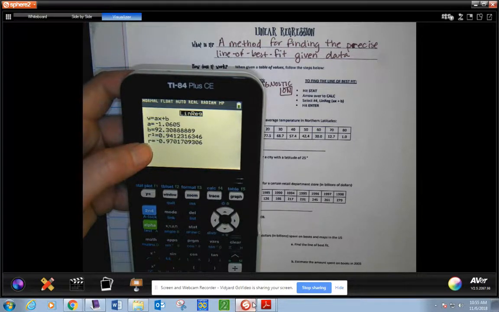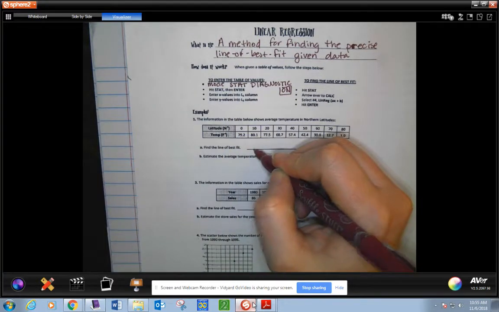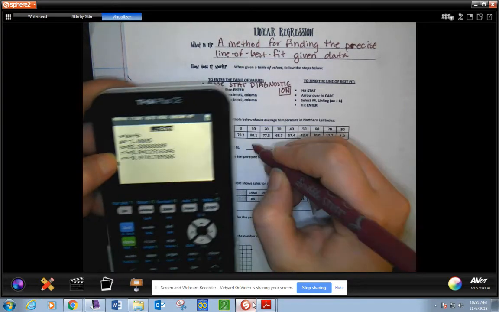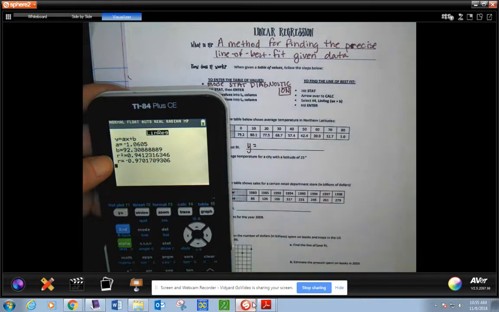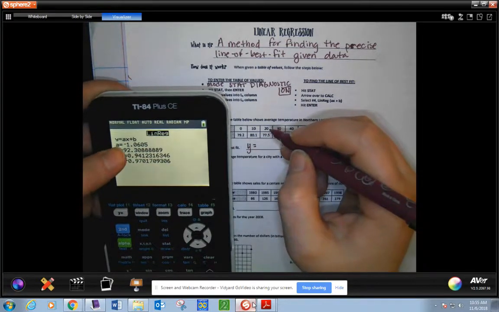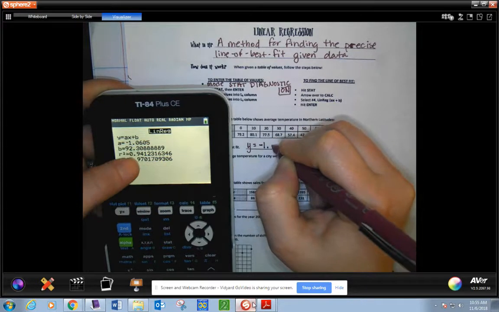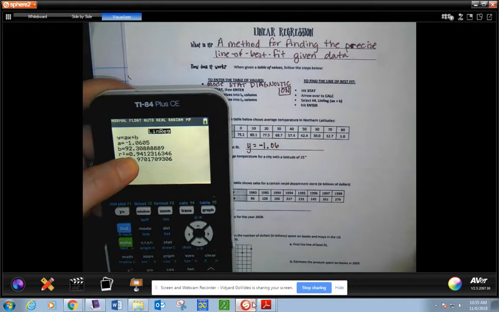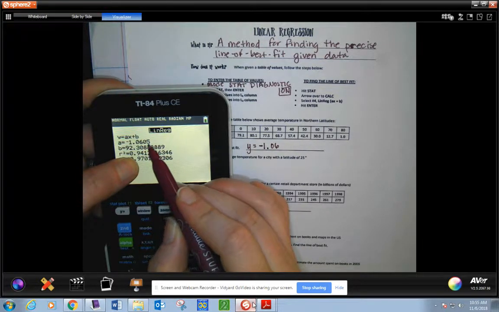So now what I'm going to do is I'm going to write my line of best fit, and I'm going to use the A and the B. Now, I want you to round to the thousandths place. Thousandths place means 3 decimal places. So I'm going to write y equals, I'm going to plug in A. I know what A is. A is -1.06. I'm not going to write that third place yet because I'm going to go into my calculator and I'm going to look at the 4th place.